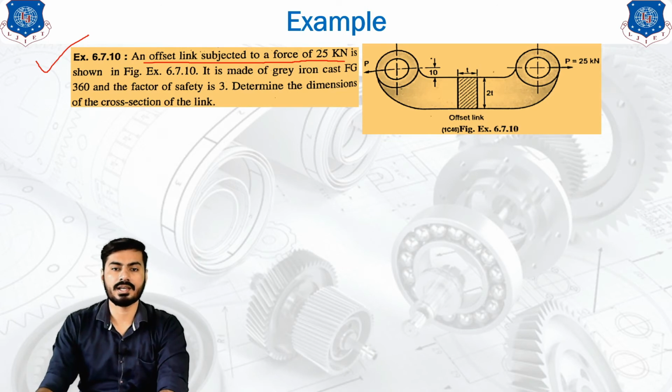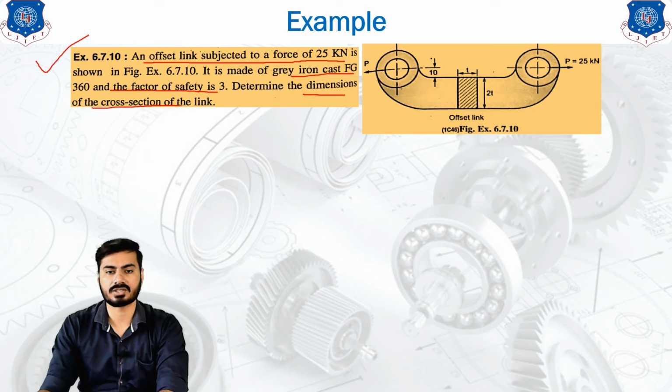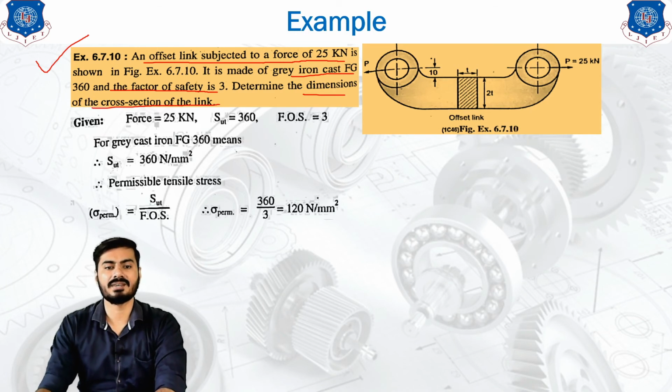Now it is made up of gray cast iron, cast iron FG360. The factor of safety is 3, and we have to determine the dimensions of the cross section of the link. So this is the given data. As you can see, the force is 25.